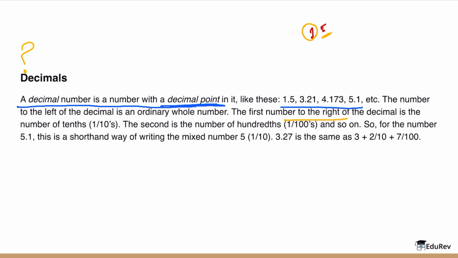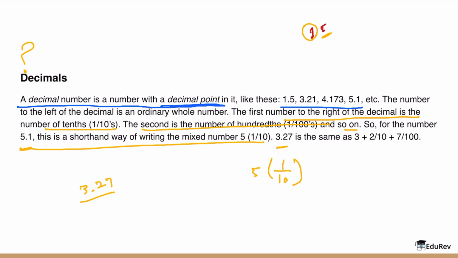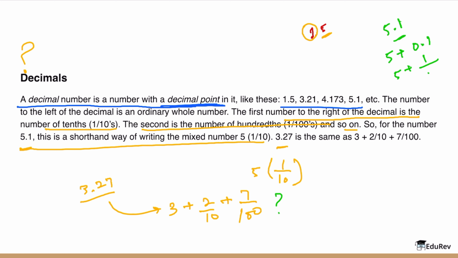The first digit to the right of the decimal is the number of tenths, the second is the number of hundredths, and so on. So the number 5.1 is a way of writing 5 and 1 by 10. Or you can say 3.27 is nothing but 3 plus 2 by 10 plus 7 by 100. Now how is this possible? It's very simple. If I take 5.1 as an example, then this is nothing but 5 plus 0.1. Can I write 0.1 as 1 by 10? I can write it as 1 by 10.